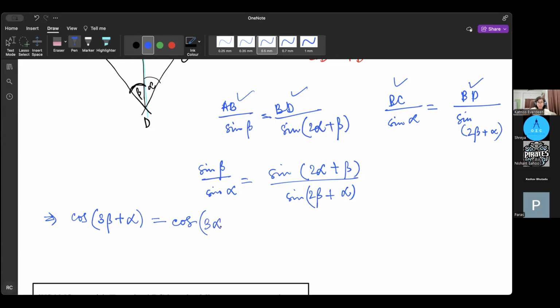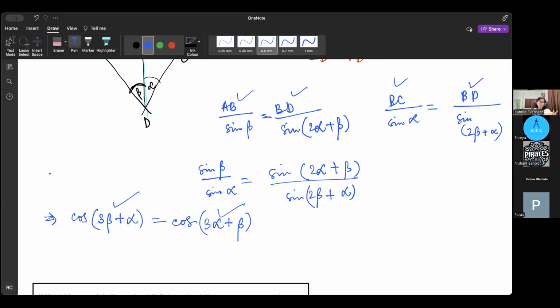I'll come to that, one second. But is everybody clear till this step? This is the main thing of the problem; there's absolutely nothing else. Yes, it's clear. Okay, so when is cos A equal to cos B?